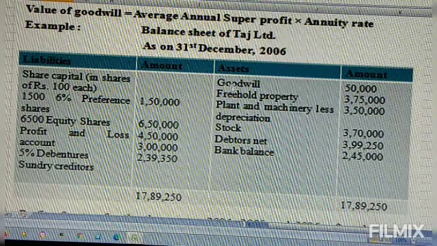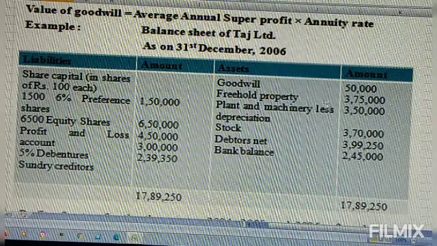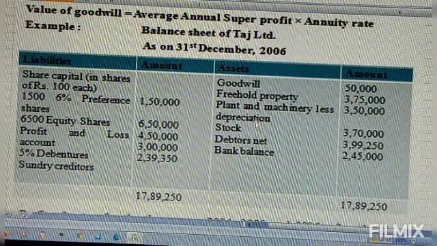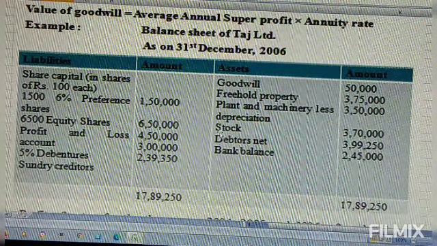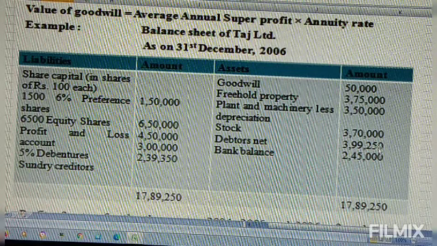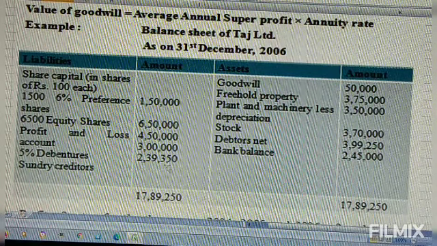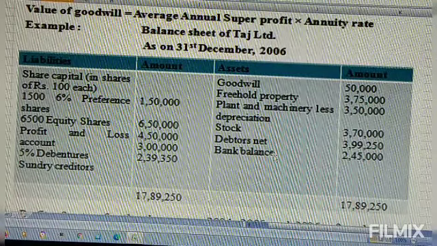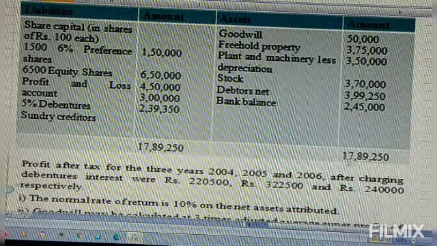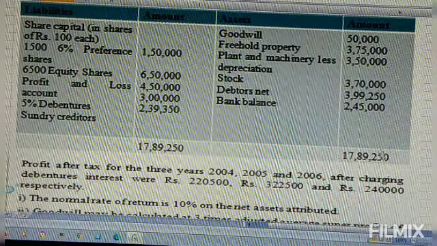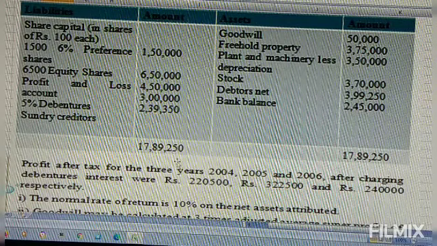Now let us come to the asset side. Goodwill, the value is 1,50,000. Freehold property 3,75,000. Plant and machinery after deducting depreciation is 3,50,000. Then stock 3,70,000. Net debtors 3,99,250. Bank balance is 2,45,000. Now the total value of assets is 17,89,200. Both the sides are the same, liabilities as well as assets, so it is a balance sheet.